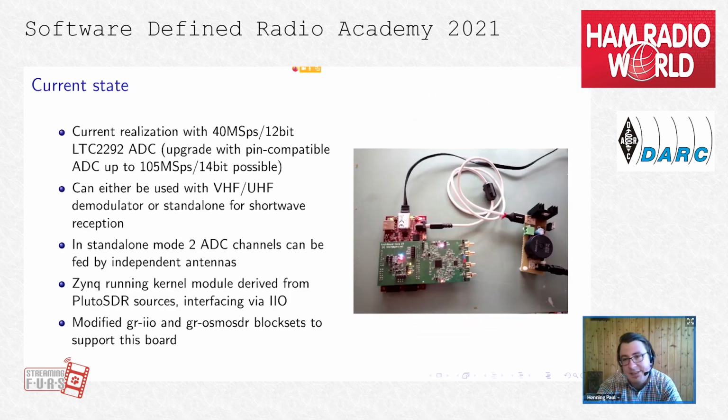This is the current state of my SDR. You see here, I made a nice PCB that I put on my evaluation board. Currently it's a 40 mega sample 12-bit ADC, operating at 40 mega samples per second. And of course, what's nice is that there are pin-compatible ADCs with up to 105 mega samples per second and 14 bits. Of course, this one is, I guess, 95 euros plus tax for a single piece, so it's a bit pricey. This one here, the one I'm currently using, is I guess 20 euros, but you could easily upgrade the system and then get even more bandwidth.